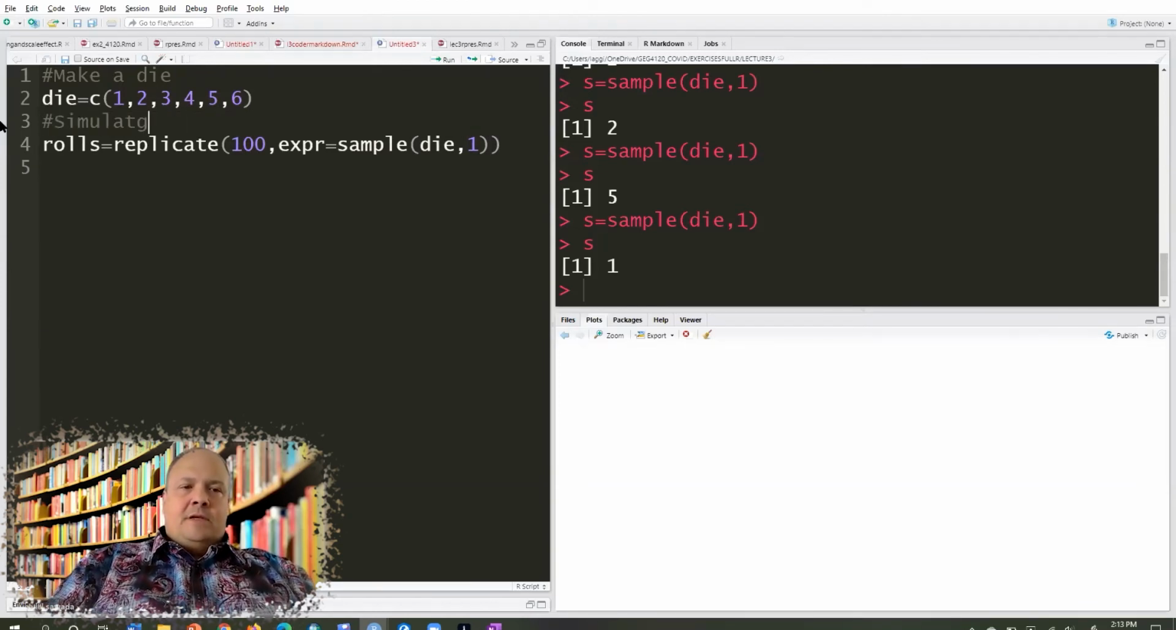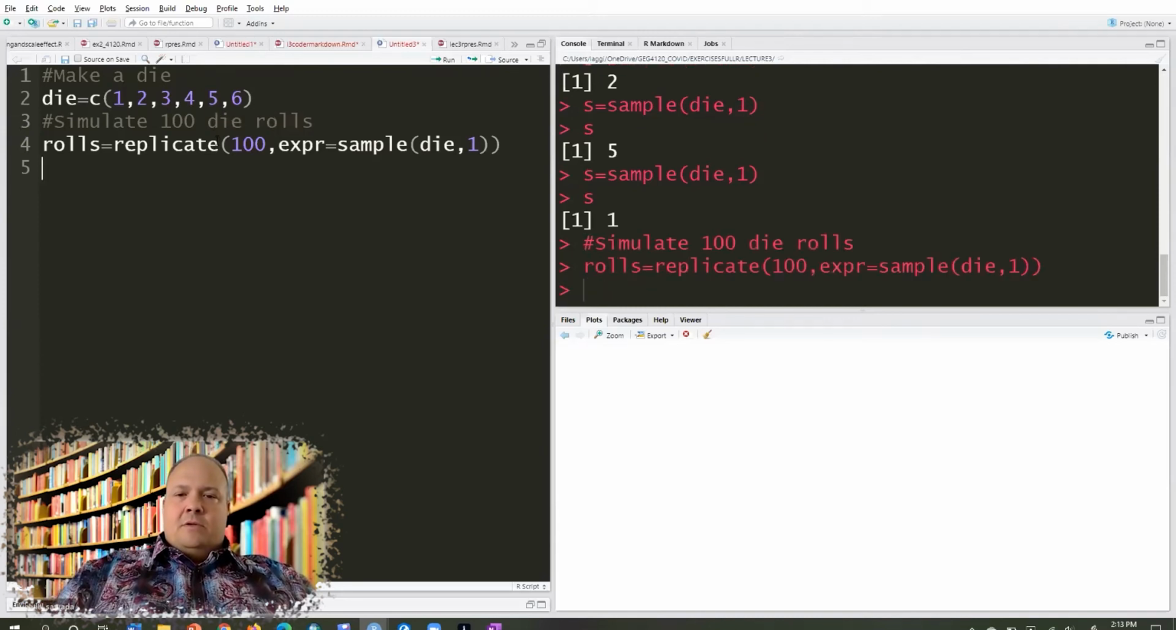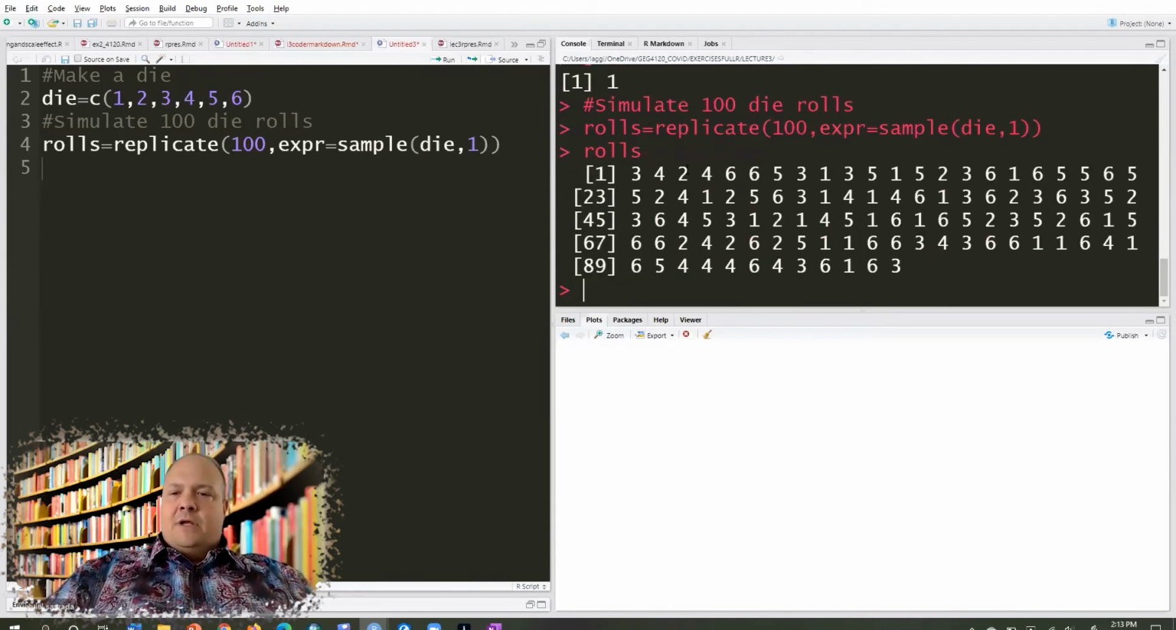Call that simulate 100 die rolls, or LLS, like so. So just replicating that, running that once, now in rolls, I have 100 rolls of the die. Each roll is independent from the previous. And so I want to see the frequency of these things, like how many threes came up, how many twos, how many ones, etc.